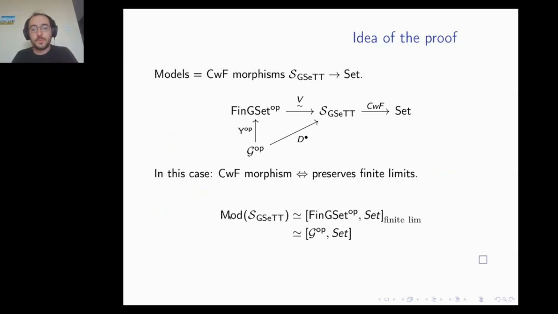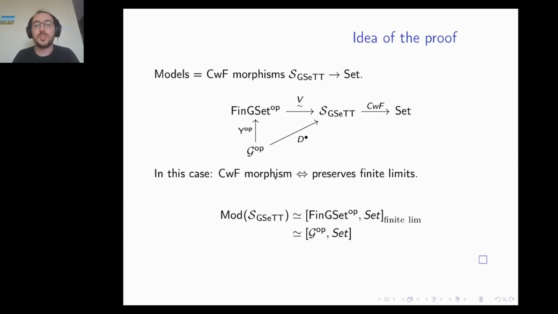And if you look at the models, they are just the functors from the opposite of the finite globular sets to Set that preserve all finite limits. But this is the finite completion. So by definition, or by its universal property at least, these are the presheaves over G. But that's a really bad way of doing things.